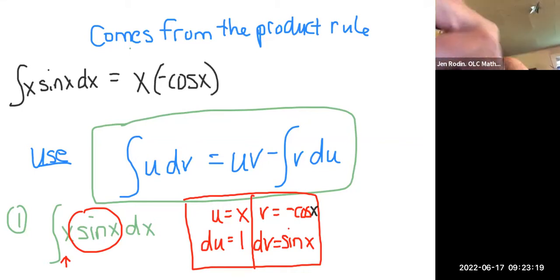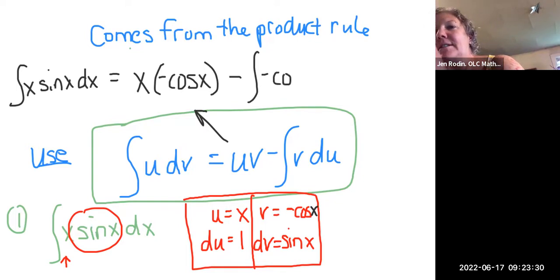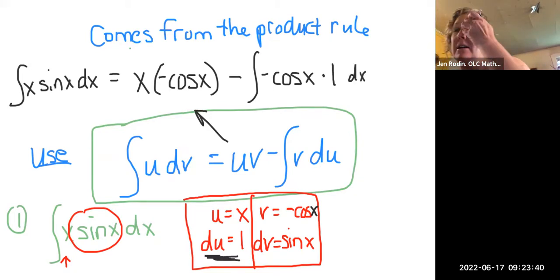So here's the UV right there, minus, and you already got it there, so that's sweet. Minus the integral of v, which is negative cosine x, times du. I'll just put the 1 so we don't forget that we do times it by whatever the du was. And then we always put dx on the back of an integral. And then simplify that down like you did.